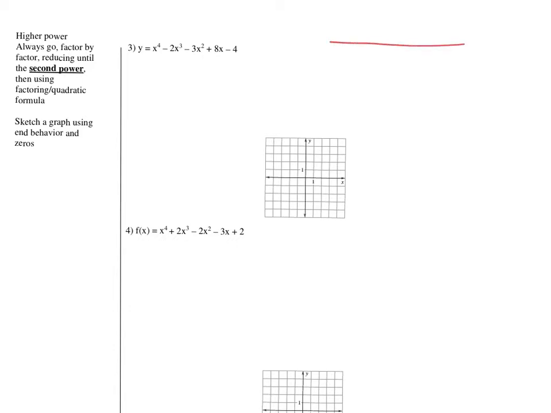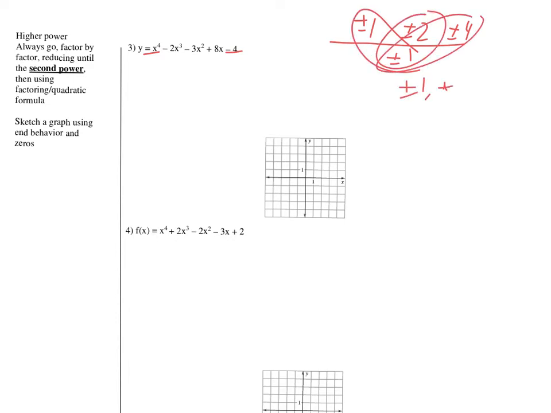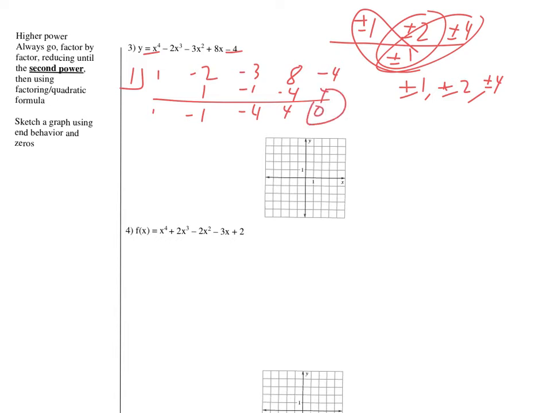So we'll make my list of possible zeros again. We got 4 in the back, so it's ±1, ±2, ±4. I have a 1 up front, so it's ±1. Whenever you have just the 1 on bottom, it's really just the list of the numbers up top. So 1, 2, 4. So I'm going to go ahead and start with 1 again. All right, so we get -1, -4, 4, and that one actually works out.